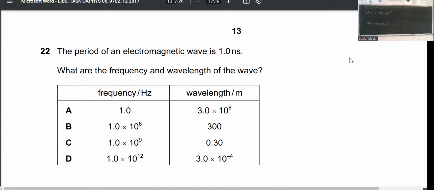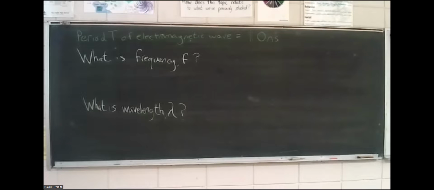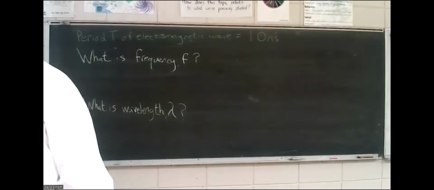You can see that we're looking at question number 22 here from paper 1, which reads: the period of an electromagnetic wave is 1.0 ns, whatever that means. What are the frequency and wavelength of the wave? All right, let's jump over to the chalkboard here and continue our work.